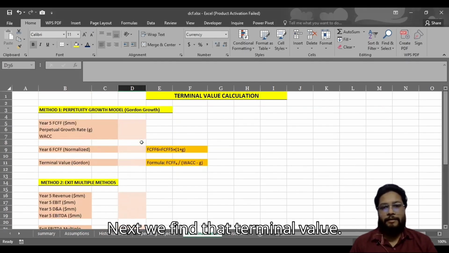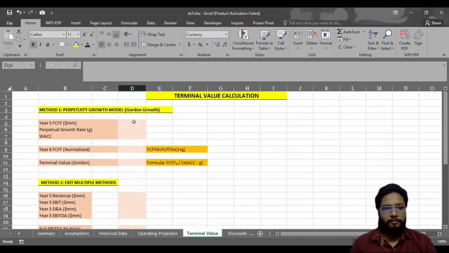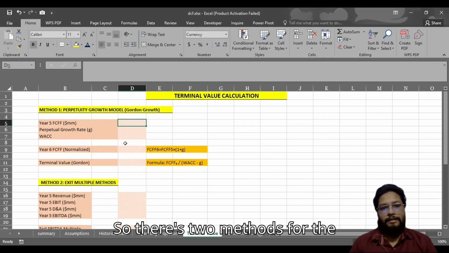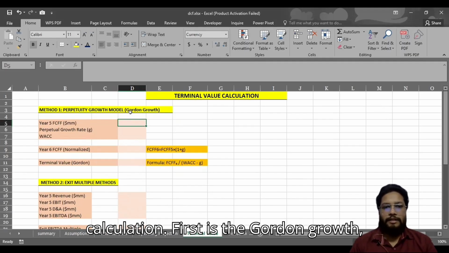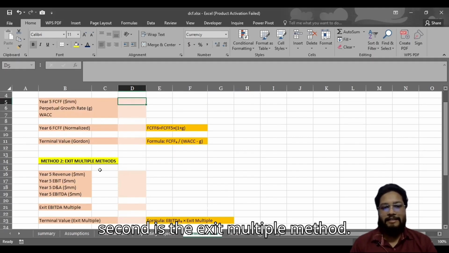Next, we find the terminal value. There are two methods for the calculation. First is the Gordon growth method. Second is the exit multiple method.